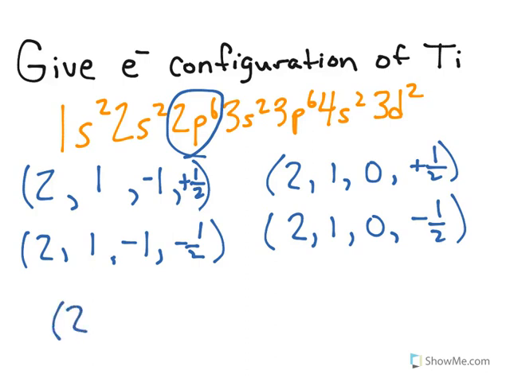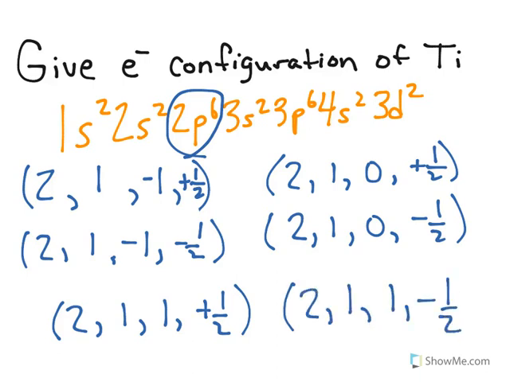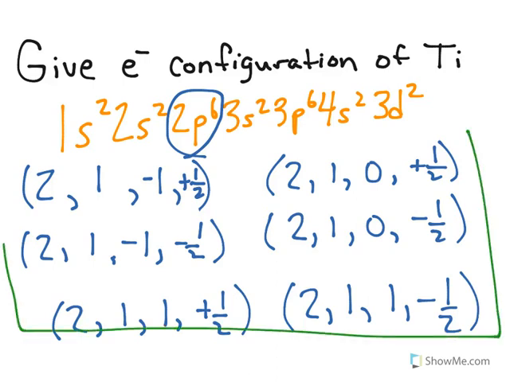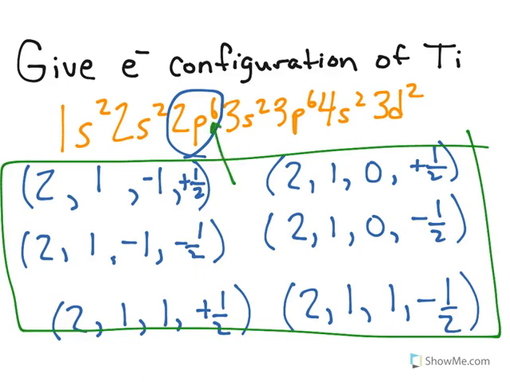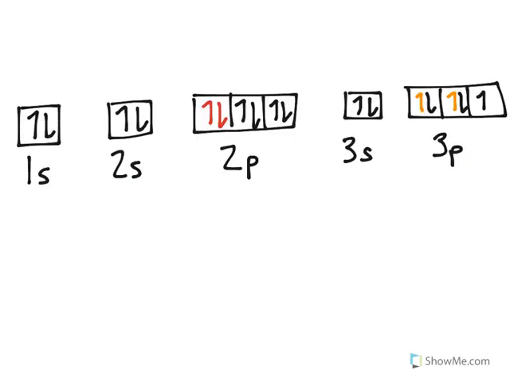I could have done 2, 1, +1, plus 1/2. And then the other electron that would be paired with this one would have a quantum number set of 2, 1, 1, -1/2. Now I want you to notice how many combinations we just had. We had 6 different possibilities down here of quantum number sets. Well, that makes good sense because there are 6 electrons in this sublevel. So there should have been 6 different quantum number sets.